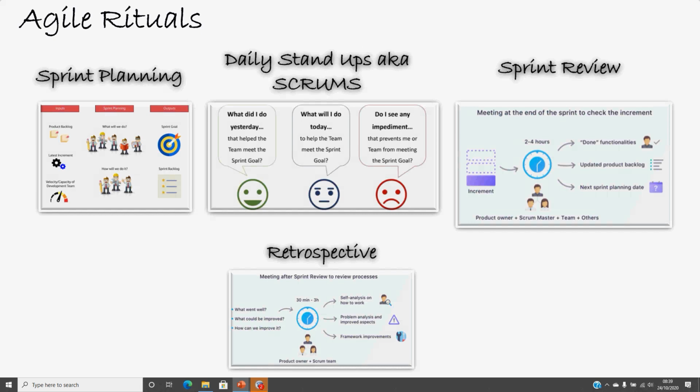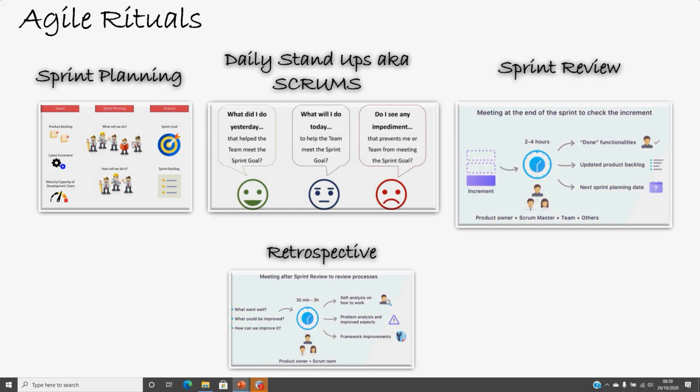Now, finally, there's something called sprint retrospective. The sprint retrospective happens immediately after the sprint review. Now, this is also a review meeting, but there's a difference, right? So first you plan, you have planned your sprint by taking the user stories into your sprint backlog.